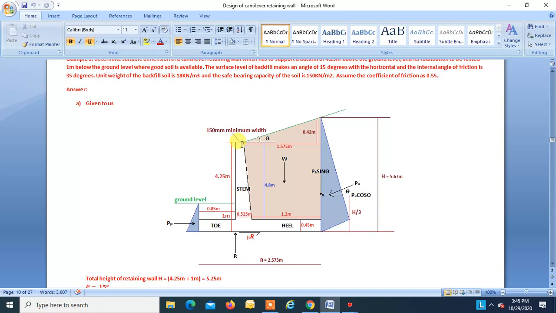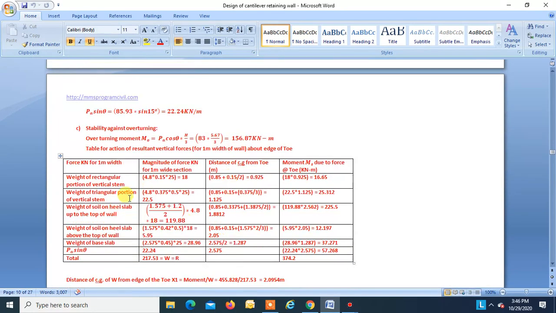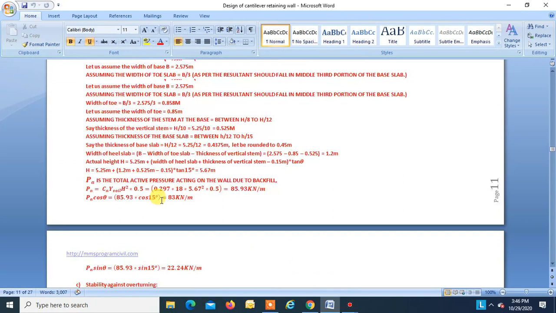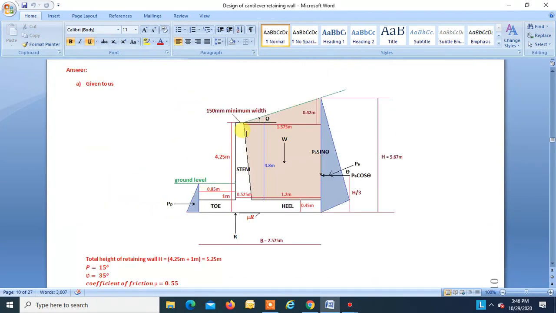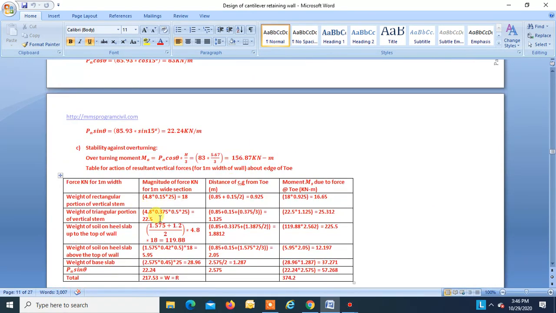So that is 0.15 into 4.8 into 25. The 25 is the unit weight, right? So 0.15 into 4.8 into 25, that is equal to 18. Weight of triangular portion of the vertical stem. This part is going to be (0.25 minus 0.15) into 4.8 into 25, so that is equal to 22.5.